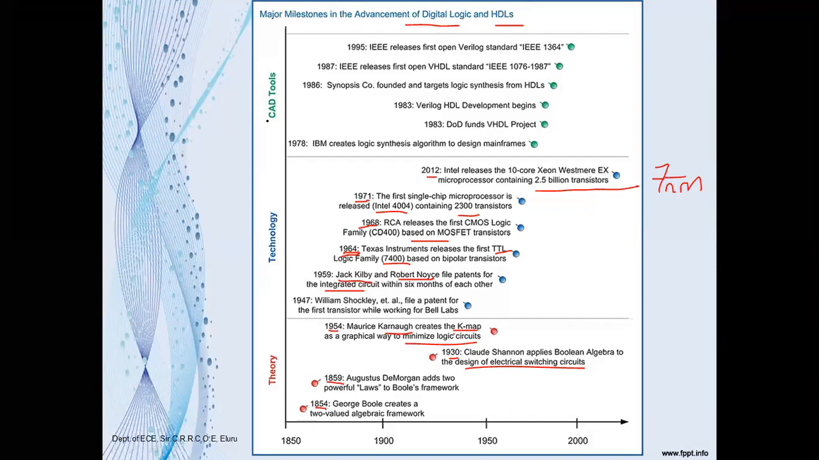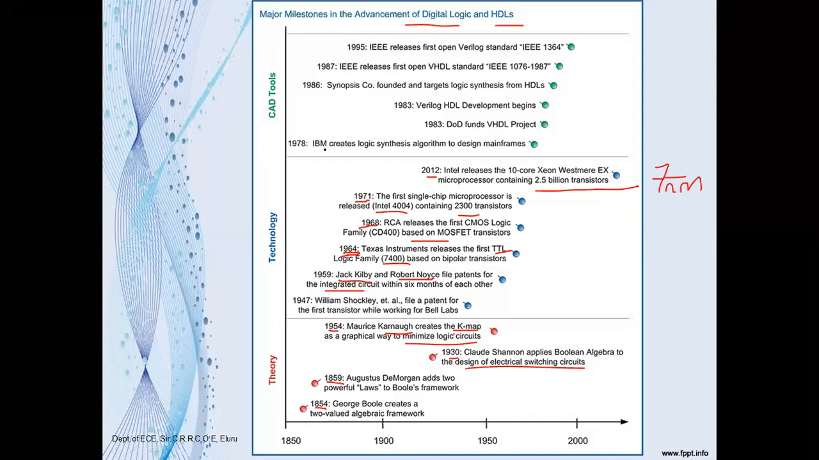Then coming to a very important one, the CAD tools. Computer aided design tools are very important. We have hardware description languages, which describe the behavior and are in the form of documentation. From this documentation, we have to get the real hardware circuit. For that, we use computer aided design tools.